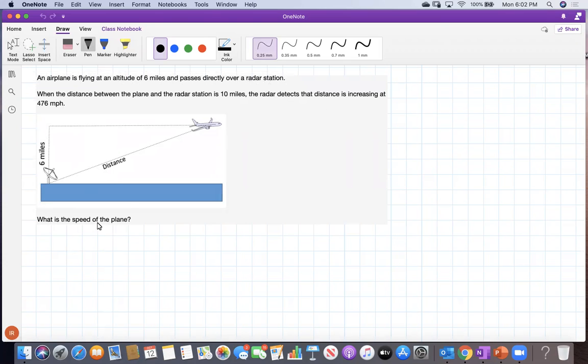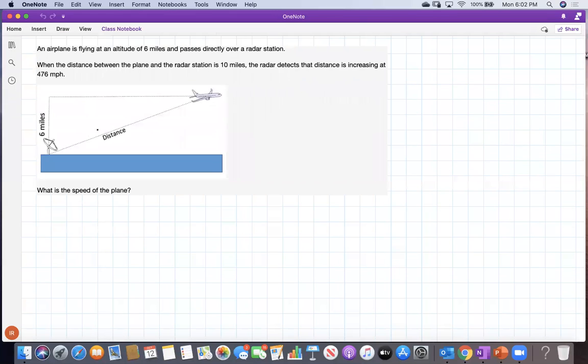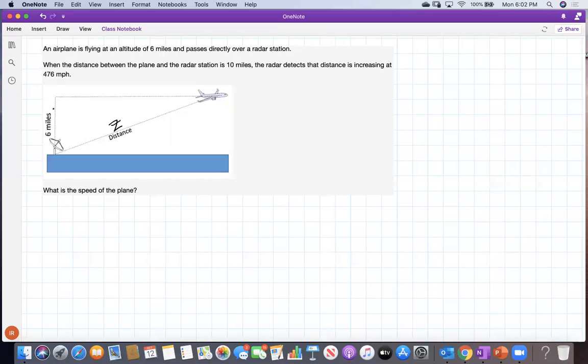Okay, first let's label the distance between the radar and the plane with Z, the distance from the plane to the radar horizontally speaking, X, and the altitude, since it's constant, it will be just 6 miles, right?